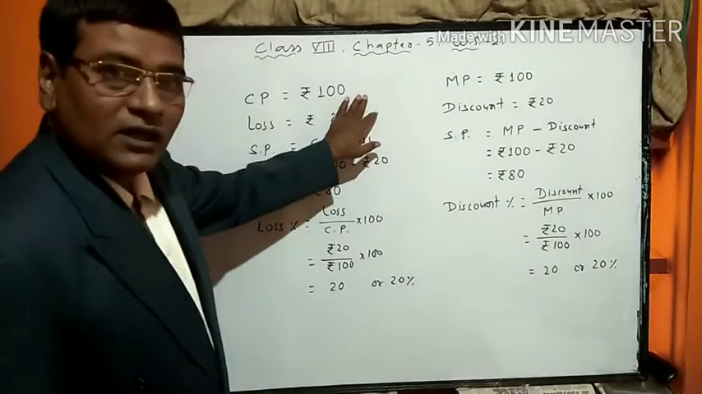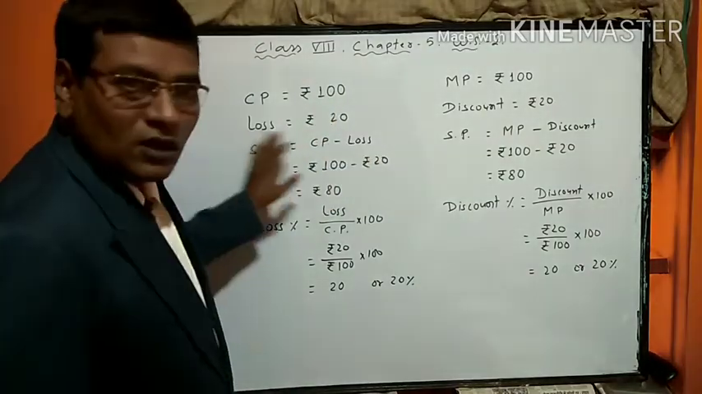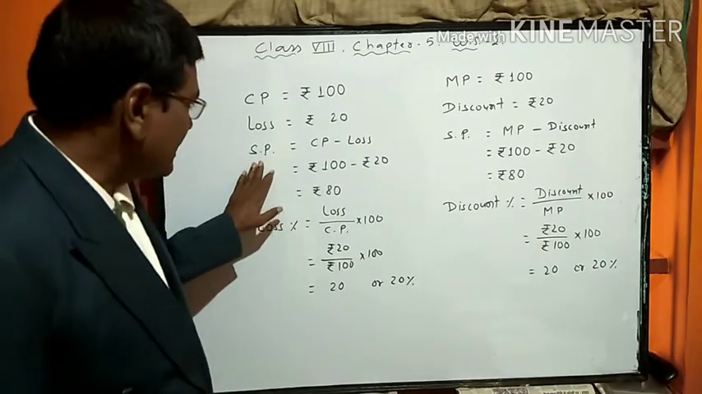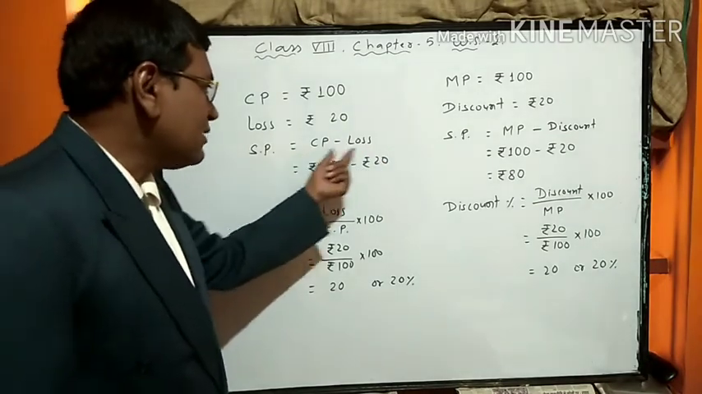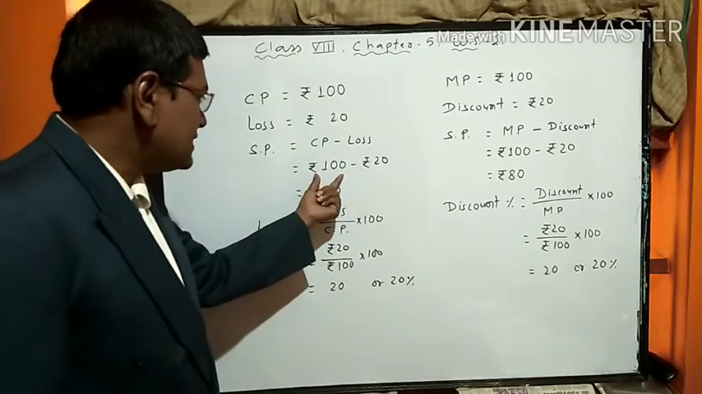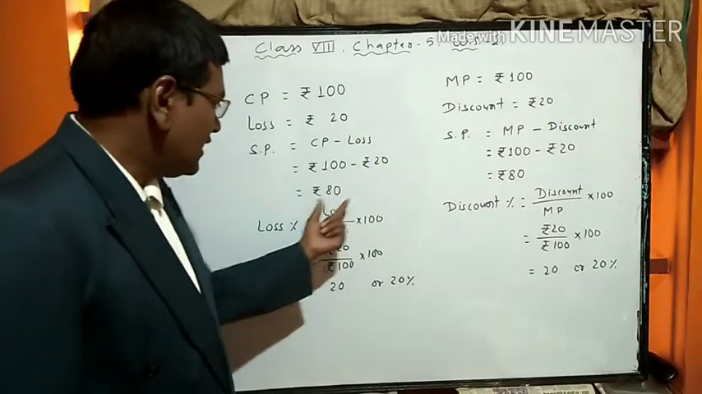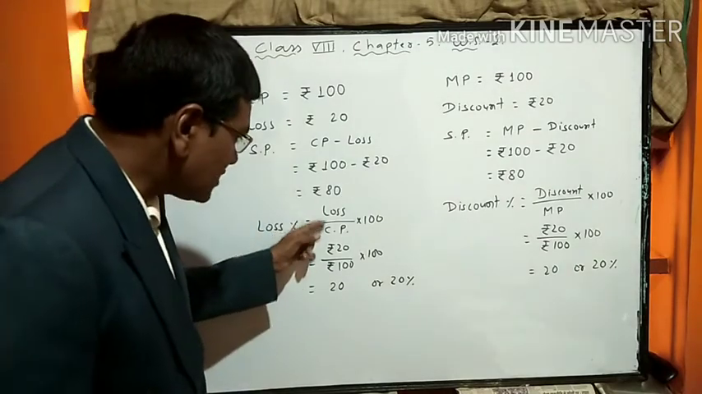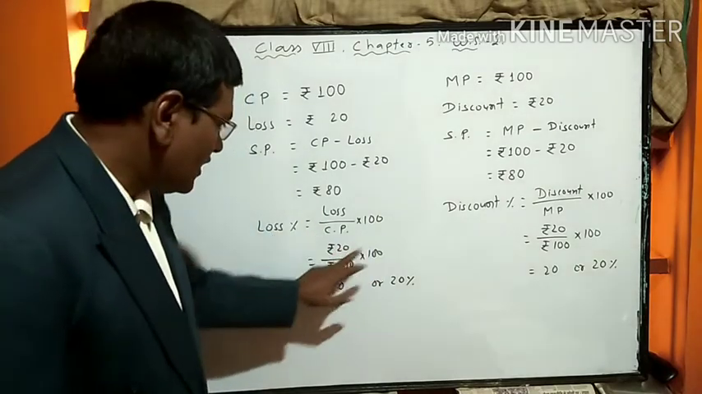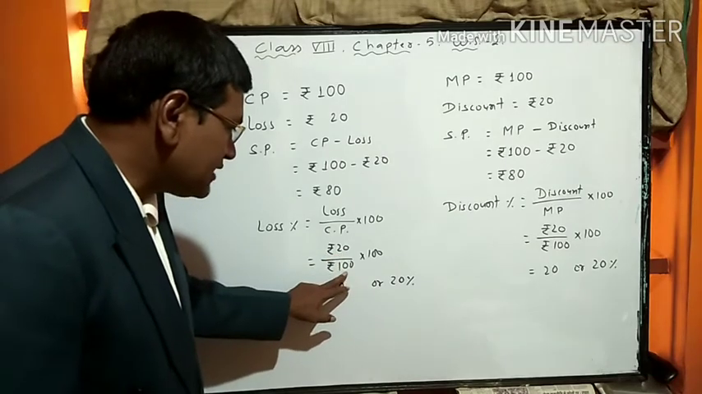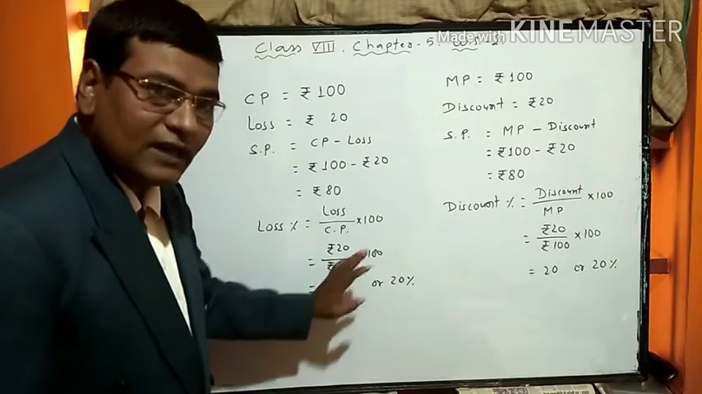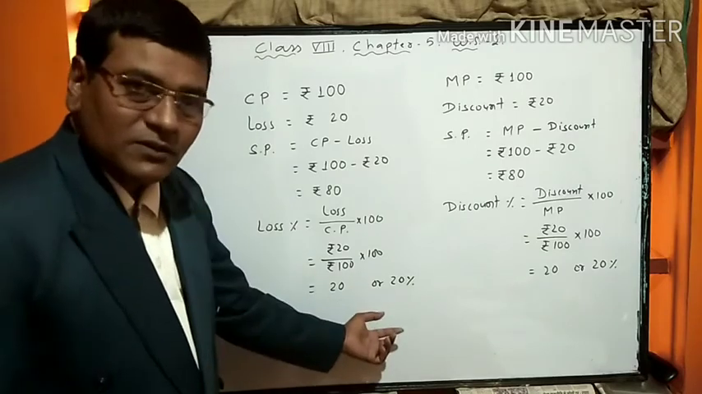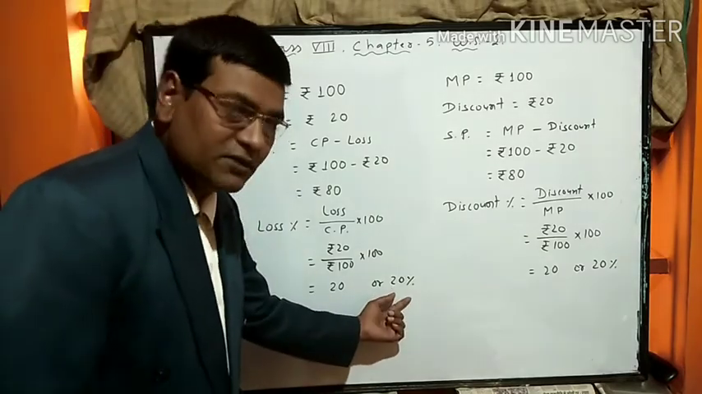CP equal rupees 100, loss equal rupees 20. Now you know that if you want to find SP, SP equals CP minus loss. Rupees 100 minus rupees 20, it is rupees 80. Loss percent equal loss by CP into 100. Rupees 20 by rupees 100 into 100. 100 cancel and it is 20. Loss percent equal 20. Sometimes we write it as 20%.